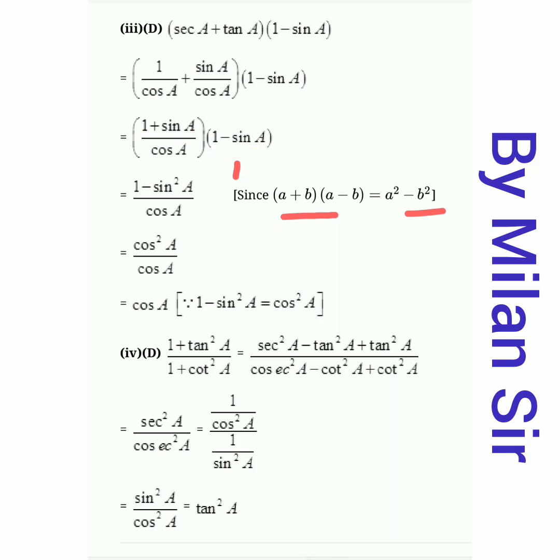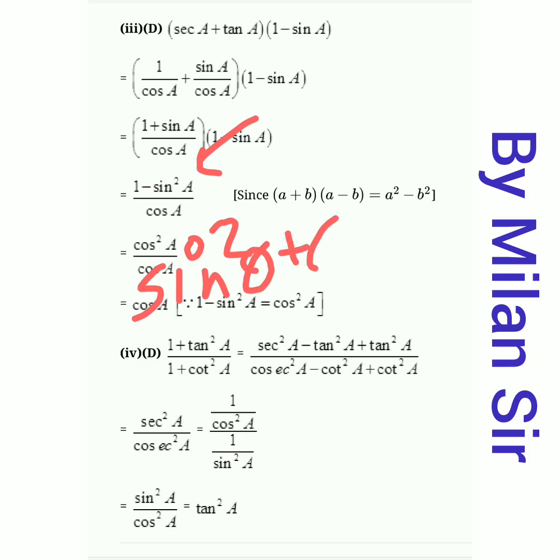So the answer is first term square. First term is 1, 1 square is 1. Then negative sign, second term square. Second term is sin A, so square of sin A, sin square A. And in the denominator, multiplication is there, so no need to take LCM. But directly we can write the denominator as cos A. Now in the numerator, 1 minus sin square A. One identity is there: sin square theta plus cos square theta is equal to 1.